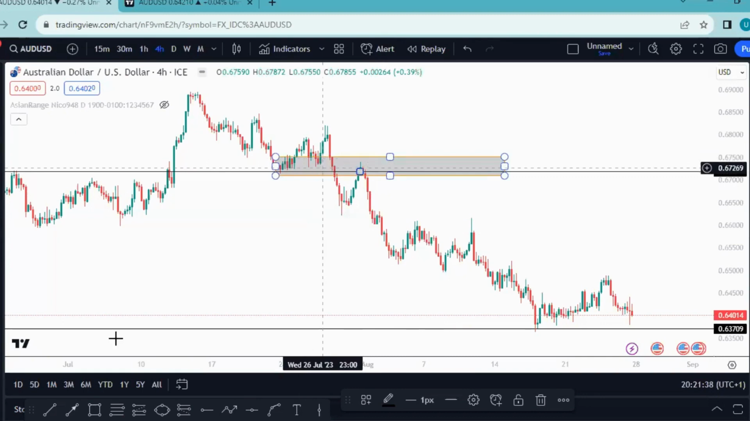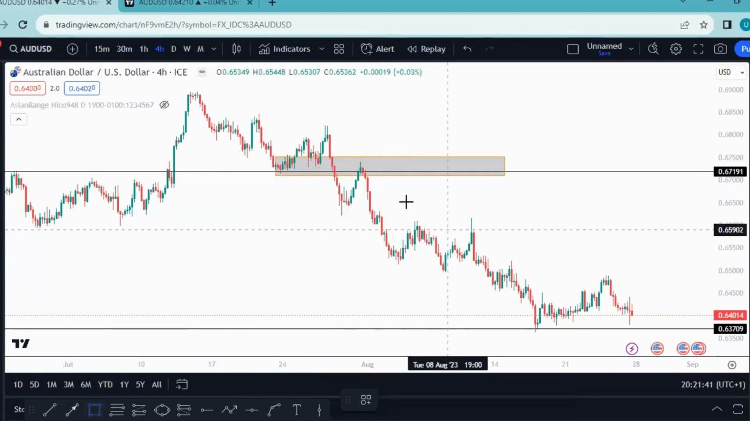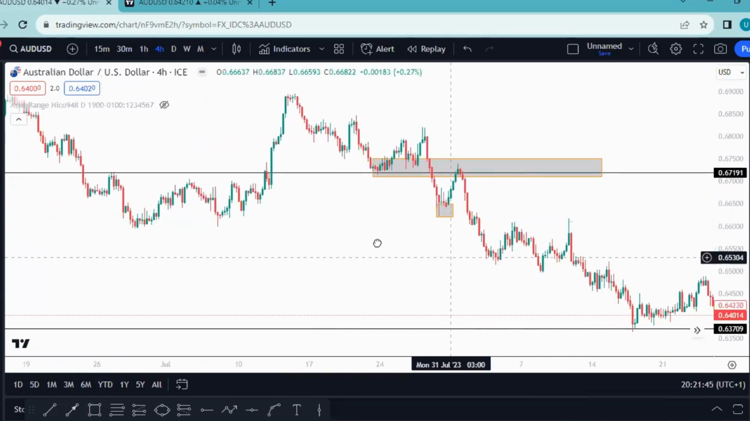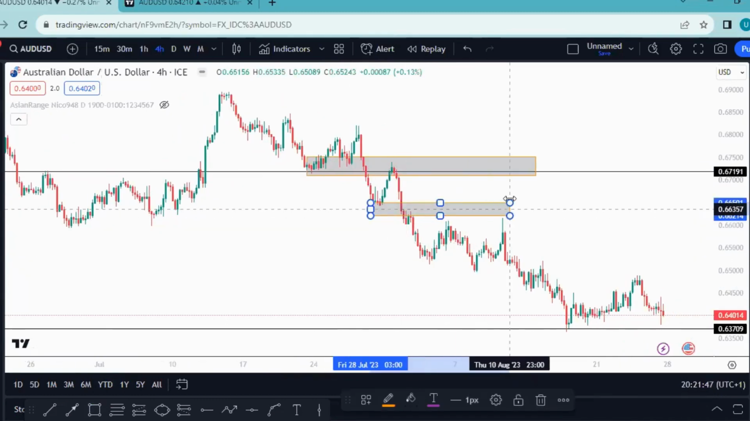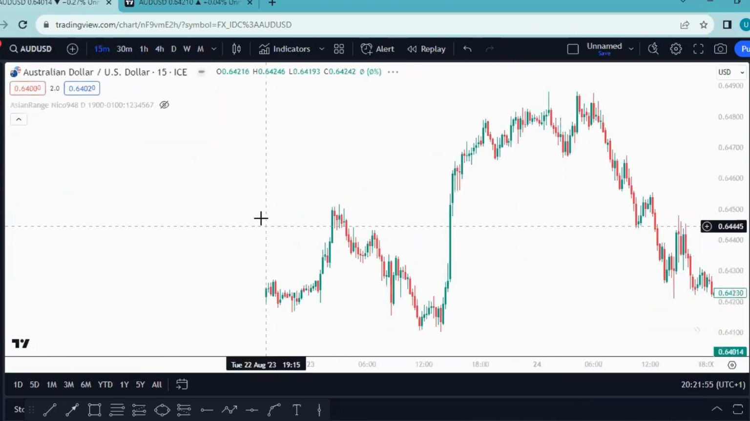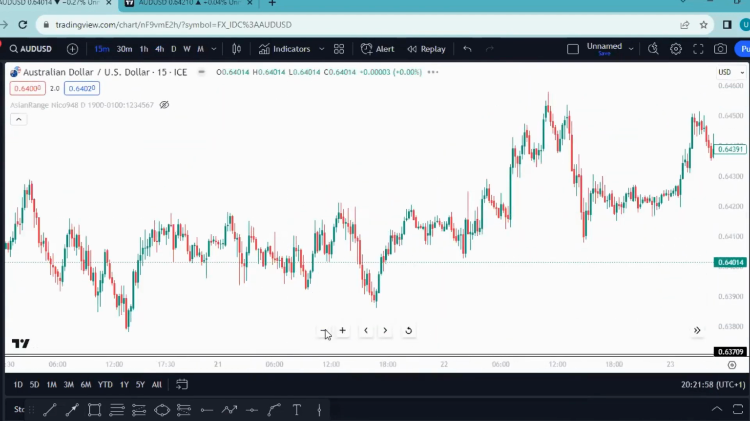Now the market did the same thing here. It did the same thing here. Most people would have marked this place though on your 15 minutes time frame. Let's get to 15 minutes and see for ourselves what the market did on 15 minutes.